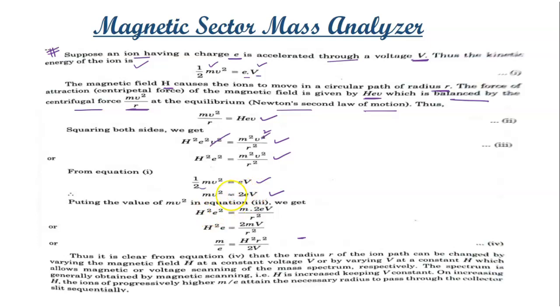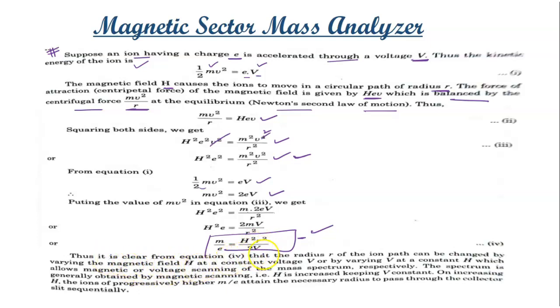So now you can put the value of mv square over here in equation 3. You will get H square e square is equal to m multiplied by 2eV divided by r square. That is the value of your mv square. So m you have taken outside, and you have put the value of mv square over here. After solving this equation, you are going to get this particular equation: m by e is equal to H square r square divided by 2V.